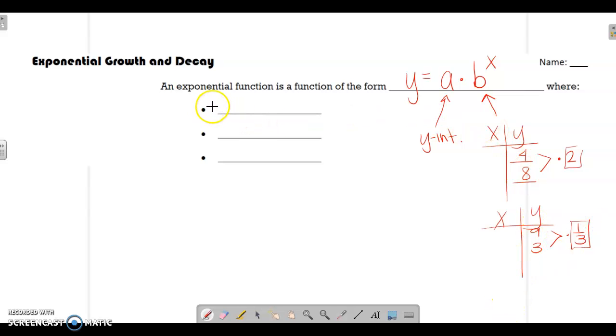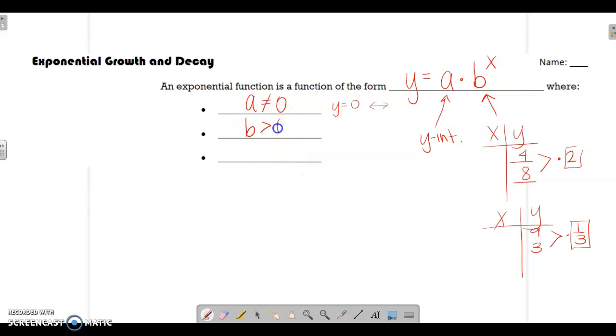So there's a few other things that have to hold true for an exponential function. The first is that a cannot equal 0. Because if a was 0, 0 times anything is 0, your equation would just be y equals 0, which we know is a horizontal line. That's not going to be exponential. So a can't be 0.